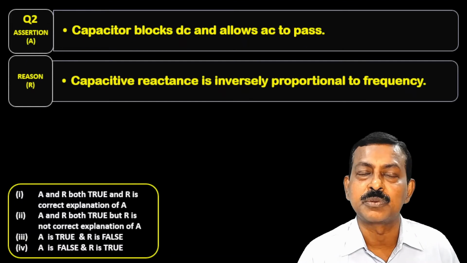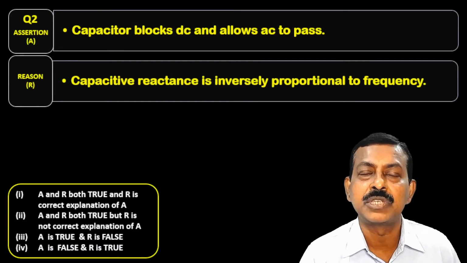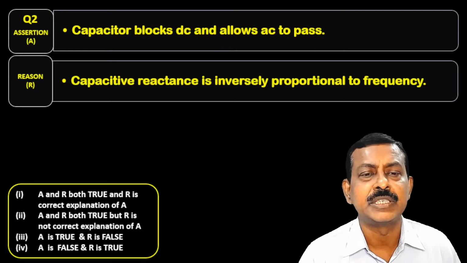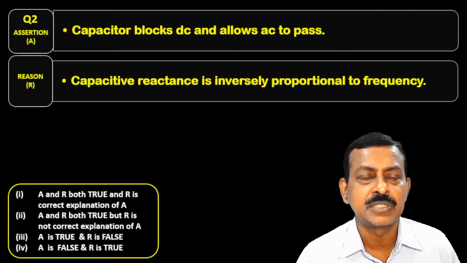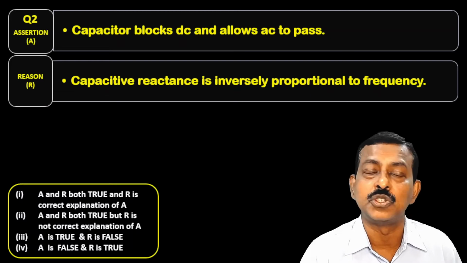Let's take the next question. Capacitor blocks DC and allows AC to pass. And the reason is given, capacitive reactance is inversely proportional to frequency. First of all, let's take what is this particular statement? Capacitor blocks DC and allows AC to pass.